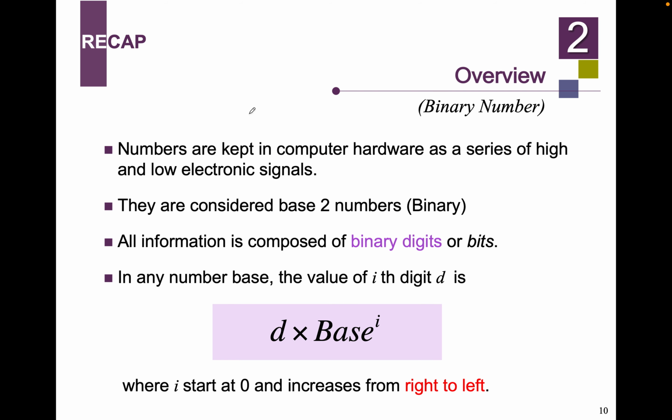Okay, let's see another example. Let's say you have 197. This is 10 to the power of 0. Why 10? Because our numbering system is base 10. Normally, we don't put it here because we know this is our normal representation, decimal. Then 10 to the power of 1, 10 to the power of 2. So this is D, our number, 1 times 10 to the power of 2. This is our base, which is base 10, and I is at which point? Plus 9 times 10 to the power of 1, because our numbering will be increasing: 10 to the power of 0, 1, 2, 3, 4, and so on.